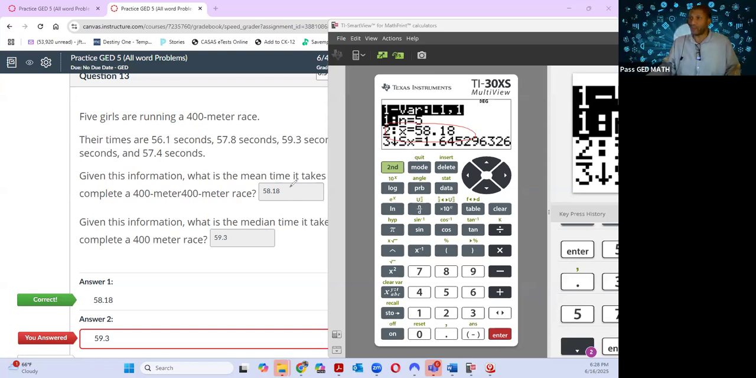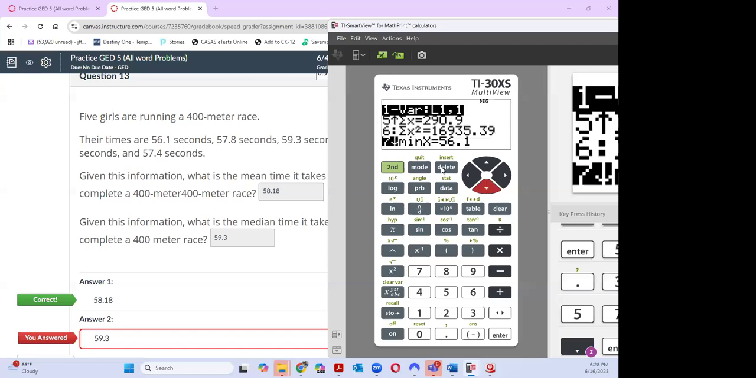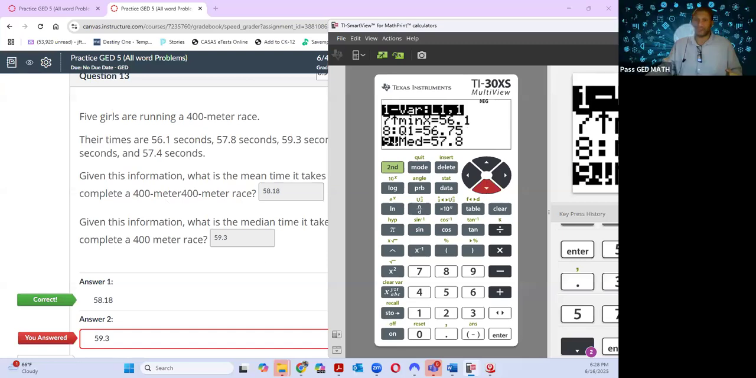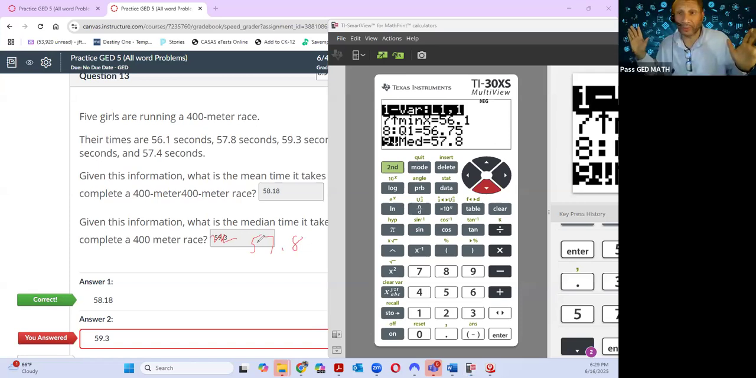So our mean was 58.18. But guess what? It'll also find a median for you. Just keep scrolling down. MED. MED is 57.8. I ain't even used my calculator, so I know I messed up. Didn't do any work.